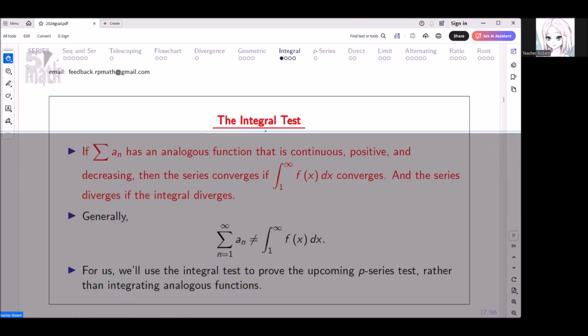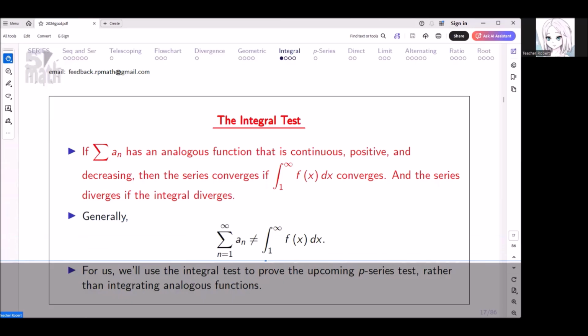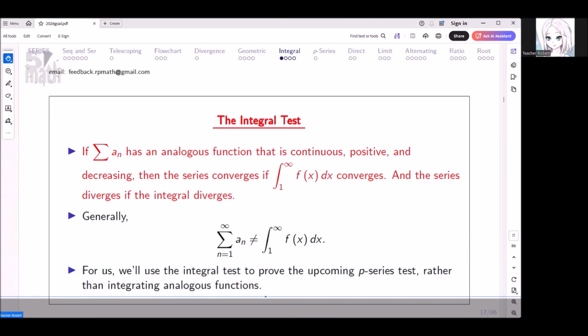The integral test. If series an has an analogous function that is continuous, positive, and decreasing, then the series converges if integral 1 to infinity f of x dx converges, and the series diverges if the integral diverges. Generally, series does not equal integral. For us, we'll use the integral test to prove the upcoming p-series test rather than integrating analogous functions.